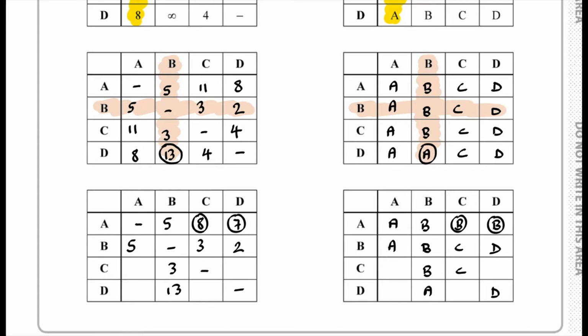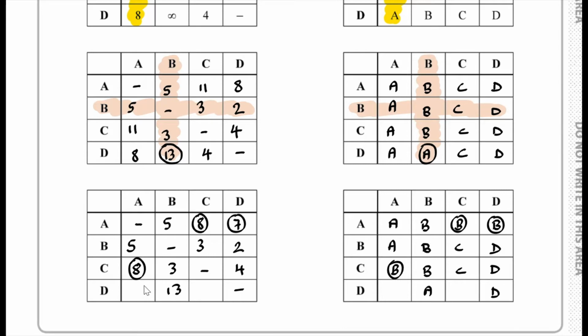and we circle it. Looking at the element CA, we look at this 11 and we compare that with 5 plus 3, which is 8, and 8 is less than 11, so we have 8 over here, we circle it, and we replace the A over here with B, and we circle it to indicate we've changed the letters. And if we take a look at the element CD, here we have a 4, we compare that to 3 plus 2, which is 5, 4 is smaller, so here the 4 remains as it is, and therefore the D remains as it is.